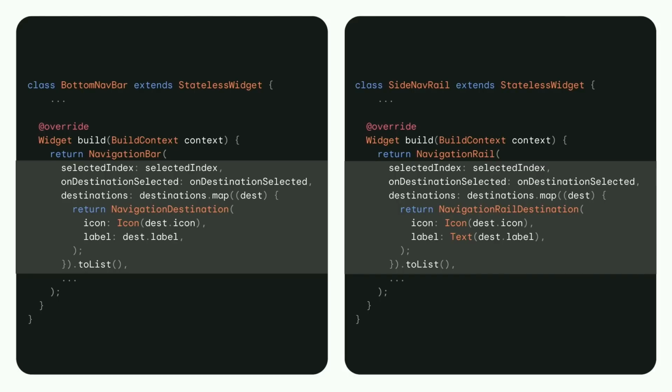We'll create its list of destinations programmatically with the destinations class we created earlier, set the selected index, and add a callback for when a destination is selected. That's a good amount of abstraction, so let's move on to the next step.